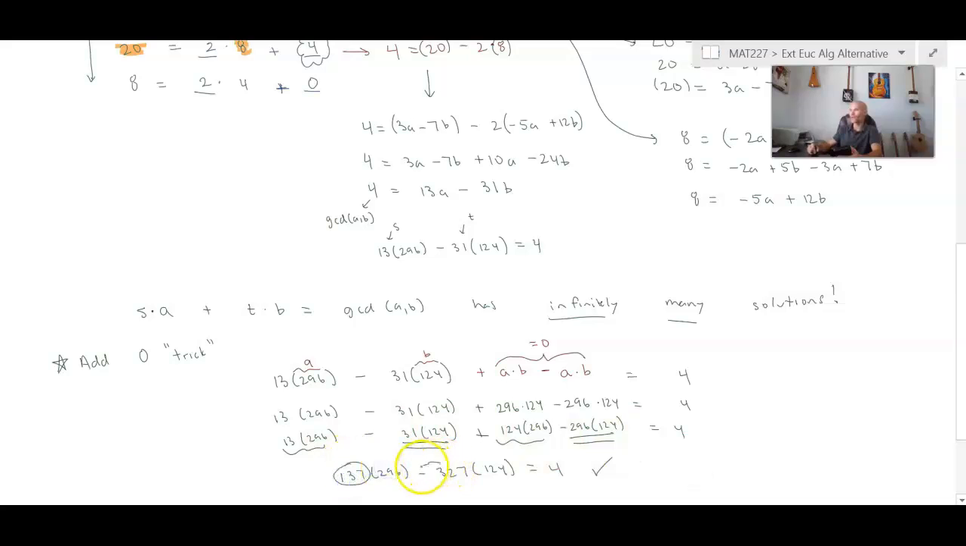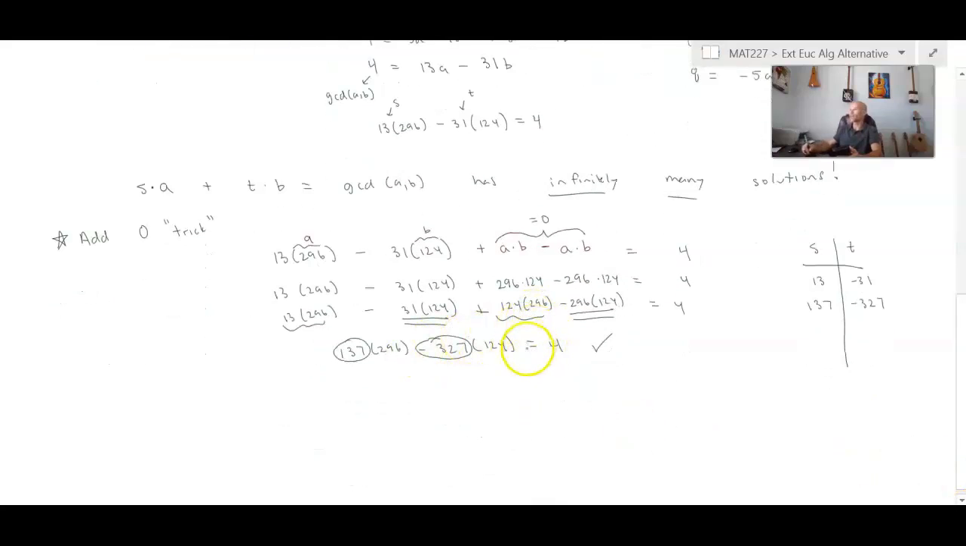So I've just found a new coefficient here and a new coefficient here that will satisfy this equation. So if I look at the possible values for s and t, the ones that I came up with the extended Euclidean algorithm are unique. I'll get 13 and negative 31. But I also came up with another pair here, 137 and negative 327. Now I could do the same thing again. I could again add 124 times 296 and subtract 296 times 124 and adjust these coefficients accordingly to produce another solution.